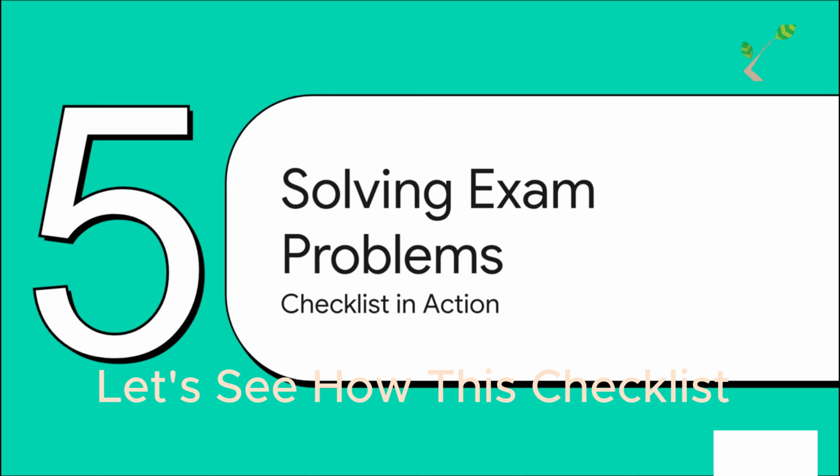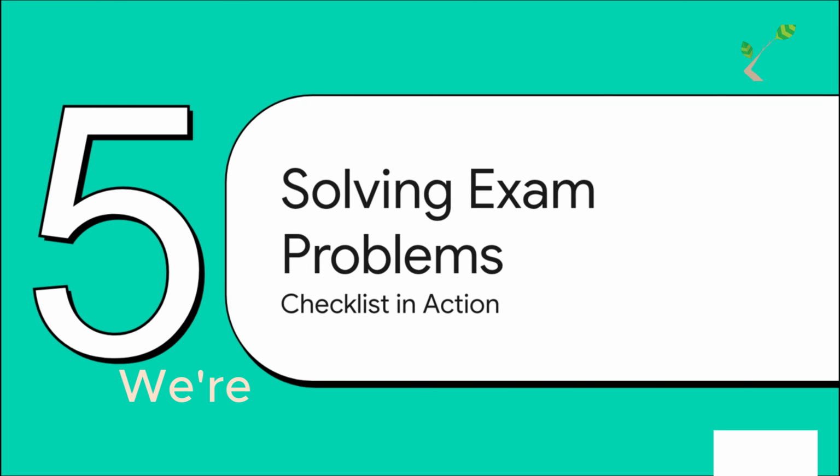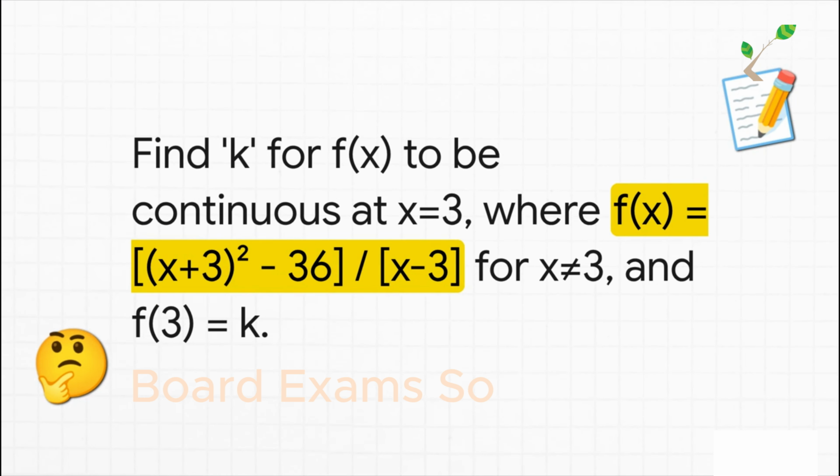Let's see how this checklist works in the real world. We're going to tackle some actual problems from past CBSE board exams. So here's a super common type of question. They give you a function that works everywhere except at one specific point, in this case, x equals 3. At that exact spot, the value is just k.